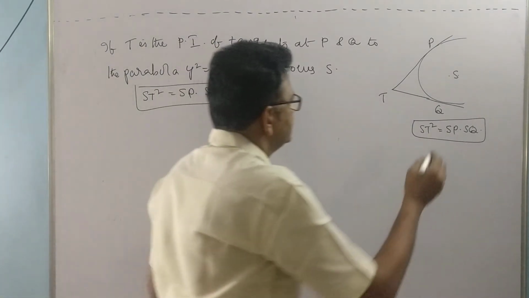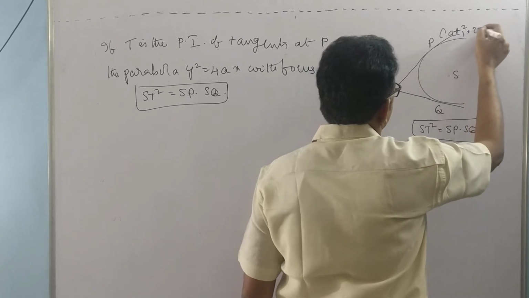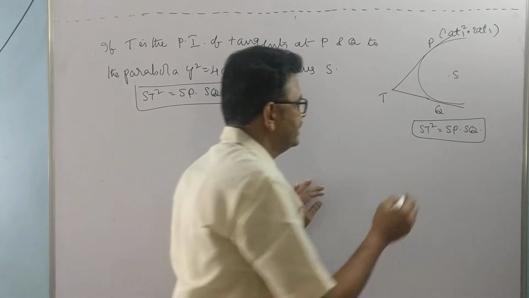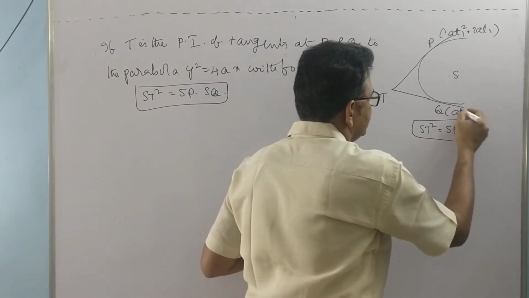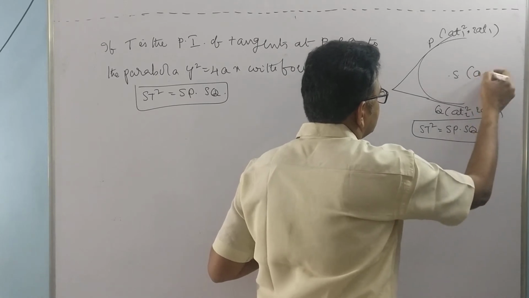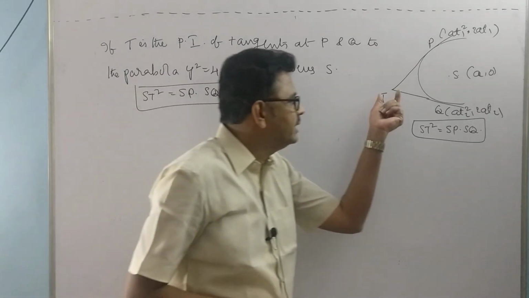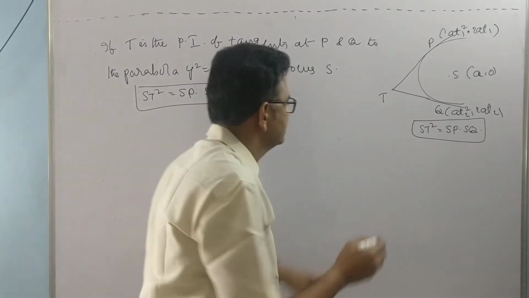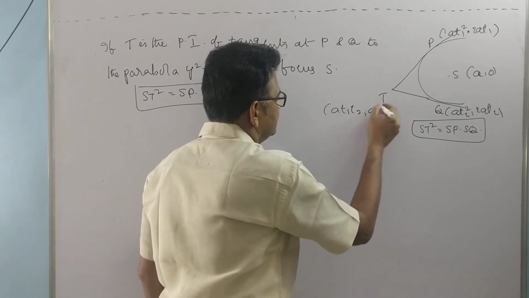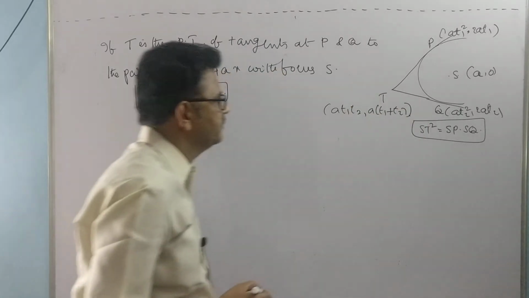Now we can take the P coordinates a t1 square comma 2a t1 and the Q coordinates a t2 square comma 2a t2. Focus is a comma 0. Now what is the point of intersection of tangents at the points? So this is a t1 t2 comma a into t1 plus t2. That is the point of intersection of tangents.